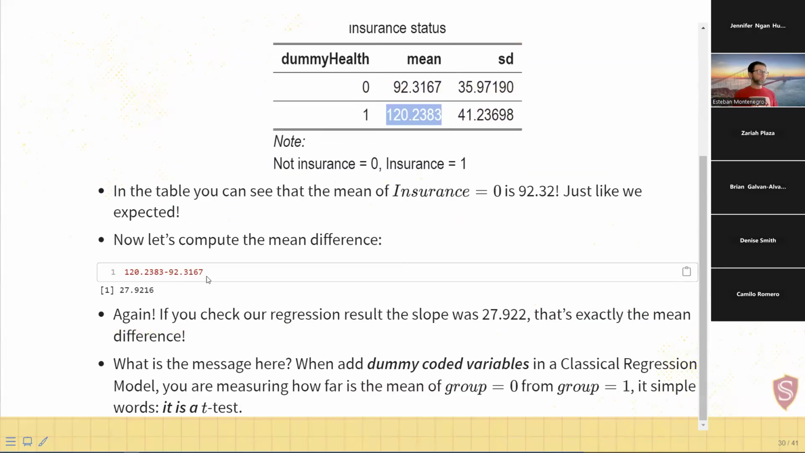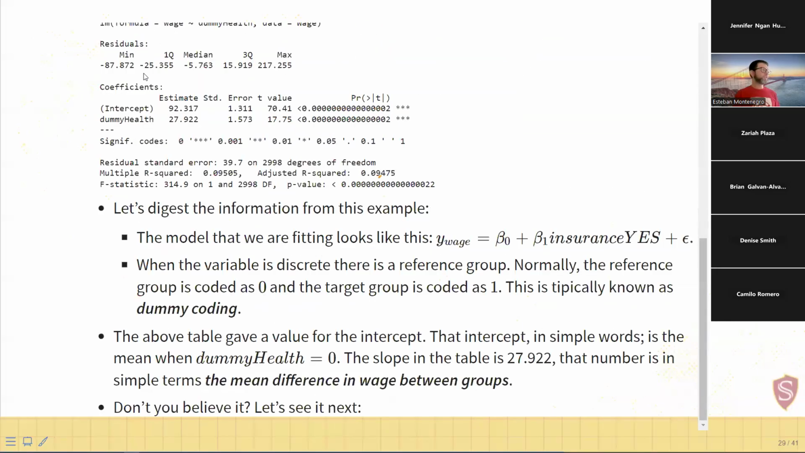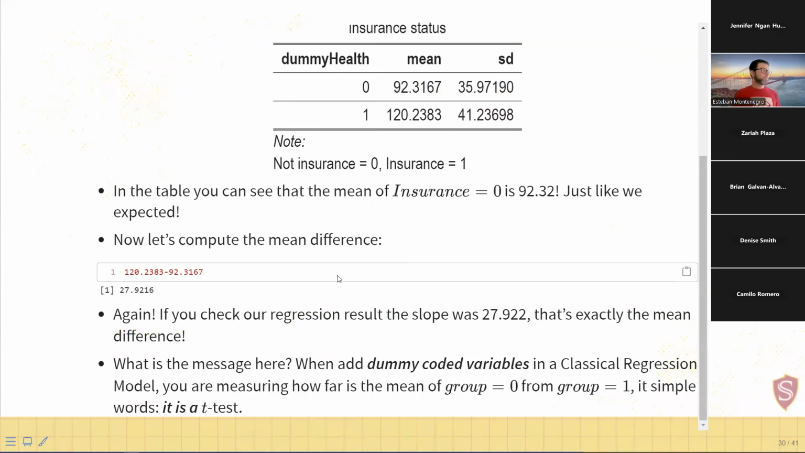Now, if we do a subtraction, look at that. It's just a simple subtraction, right? The mean of group one minus the mean of group zero will give us 27.92, which is the same value that you see right here, right? If you don't believe me, you can do it by hand, and yeah, you get the same numbers.